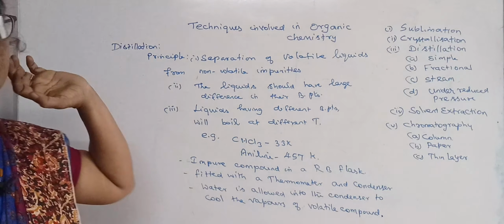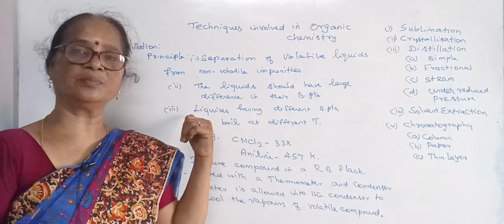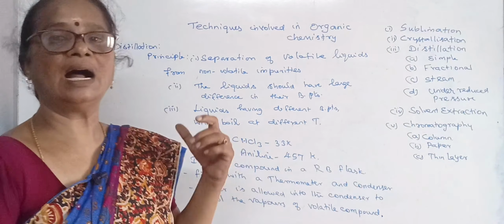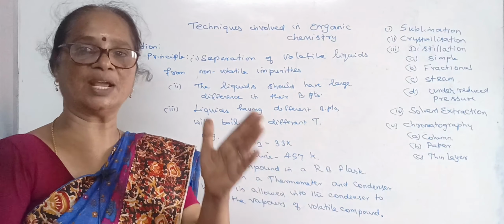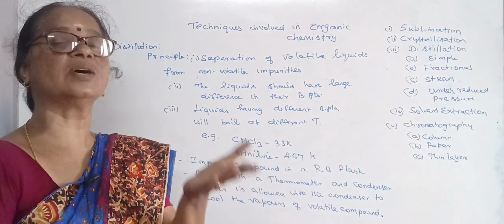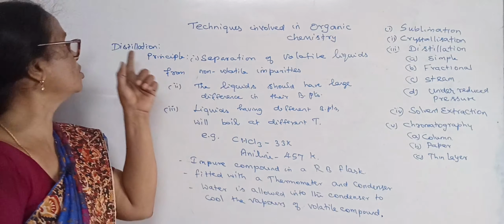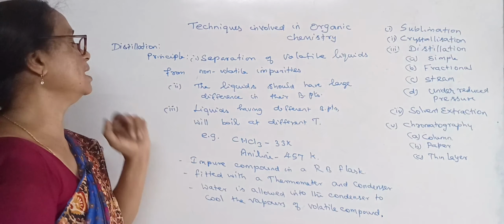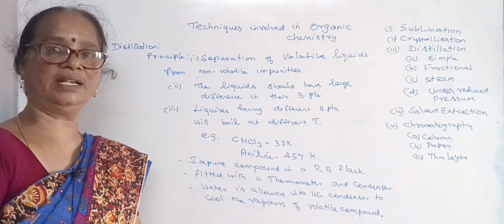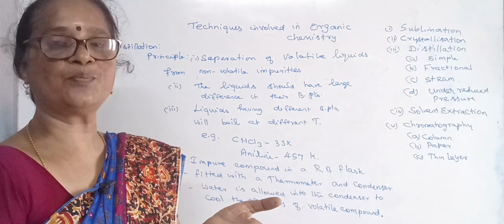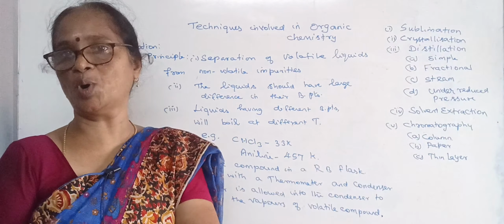Simple distillation involves the separation of volatile organic compounds from non-volatile impurities, and the volatile liquid and the impurities must differ somewhat highly in their boiling points. That means the difference in boiling point of the components should be greater than 30 Kelvin. Such compounds only can be taken for the simple distillation process. When they differ in their boiling point, upon heating, the one which has very low boiling point goes to the vapor phase immediately, leaving behind the one which has high boiling point.